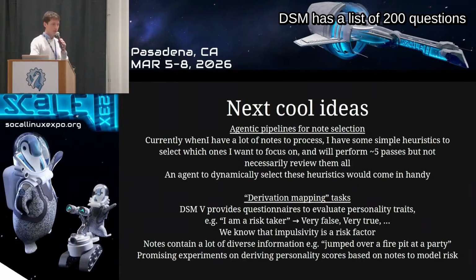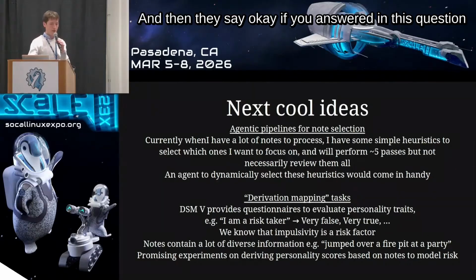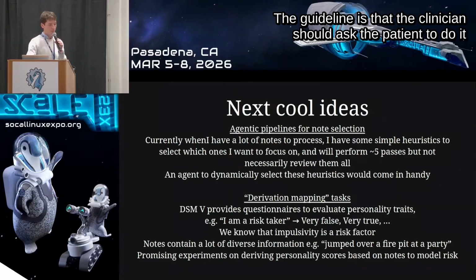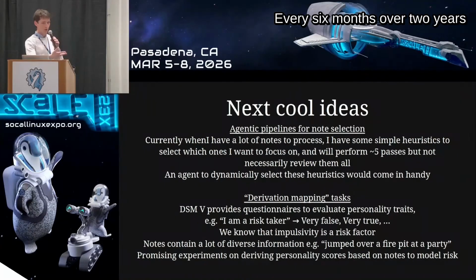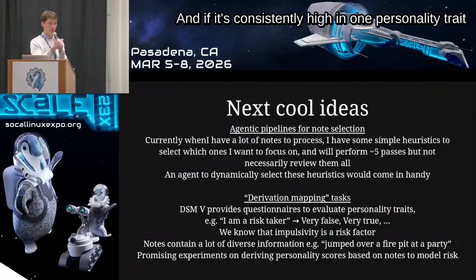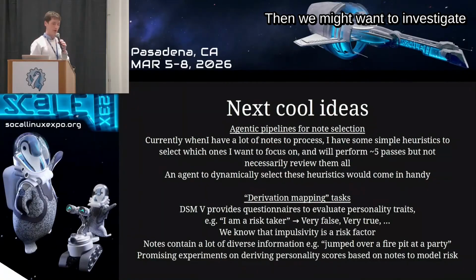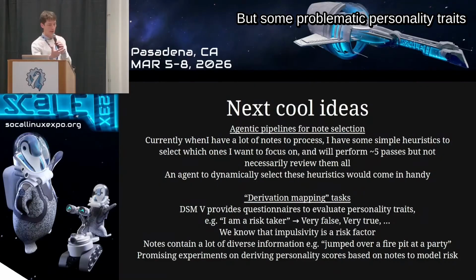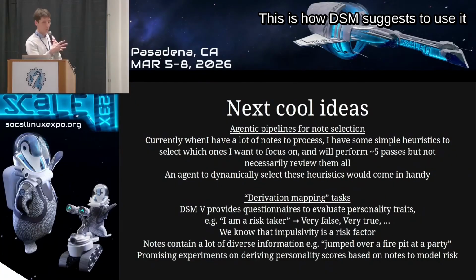DSM has a list of 200 questions, and then they say, okay, if you answered this question, this goes to this personality trait, and you sum them up together. The guideline is that the clinician should ask the patient to do it every 6 months over 2 years, and if it's consistently high in one personality trait, then we might want to investigate. Maybe the patient doesn't have a formal disorder, but some problematic personality traits. So this is how DSM suggests to use it.